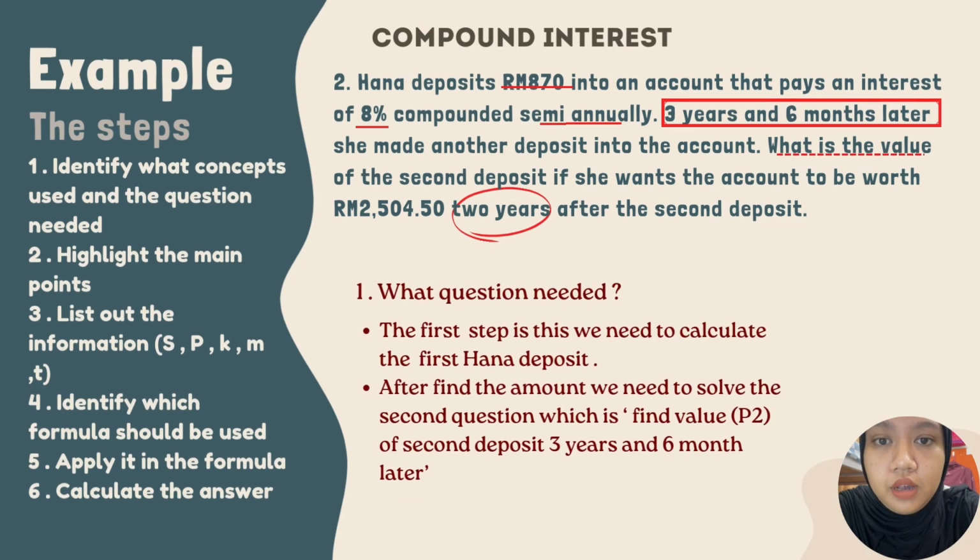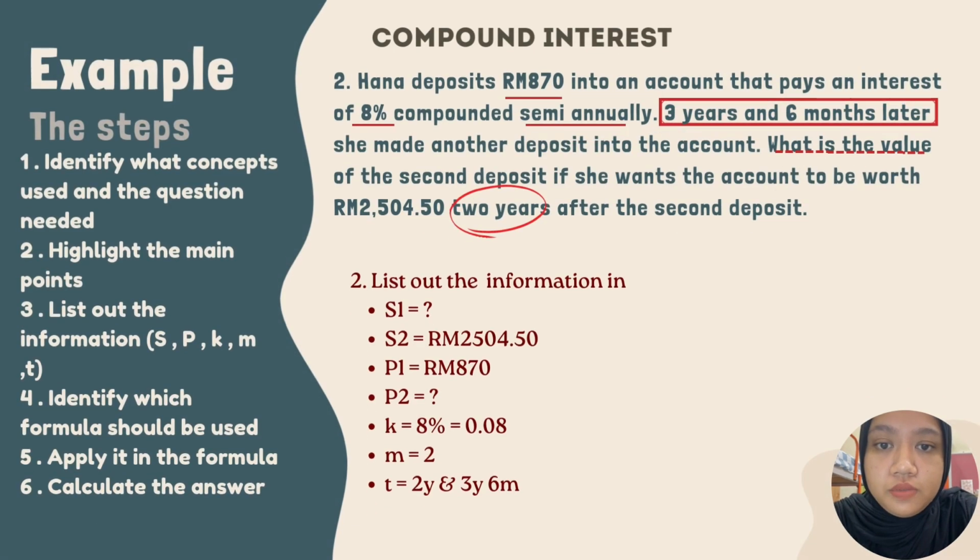Hi, I'm Qistina. I will explain compound interest in example 2. First step, we need to know the concept we use in this question. Second, we need to calculate the first deposit. After finding the amount, we need to solve the question, which is to find the value of P2. Before solving the question, we need to highlight the main points, like I did in this question. So we need to find out S1 and P2.